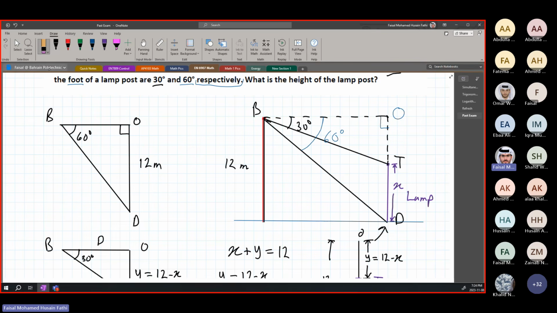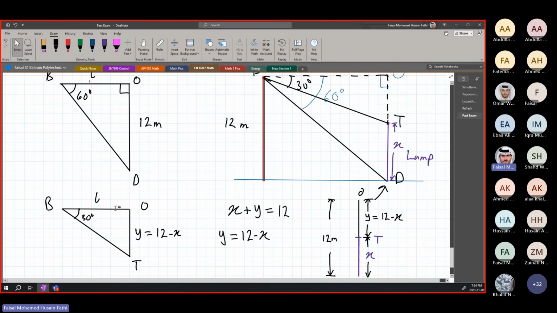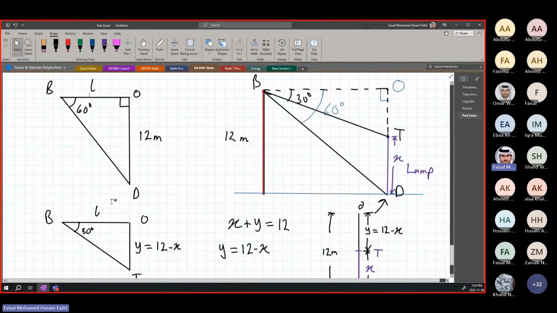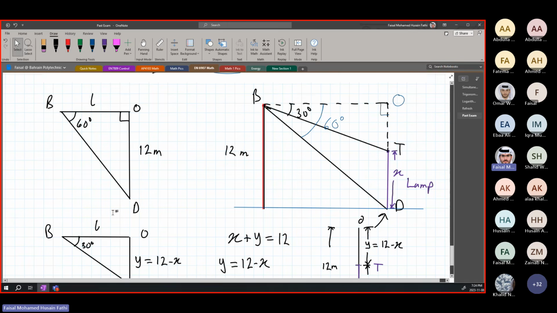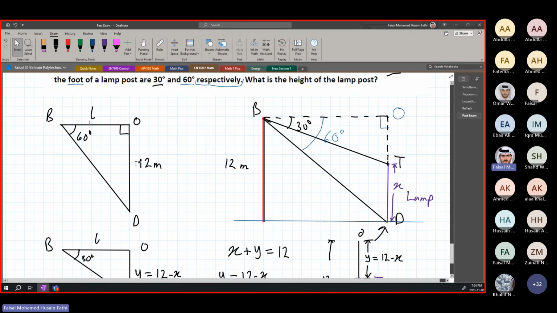Or since we have a point D, let's call it L instead. Okay, L. So B and O, BO, is the same distance L, which is this distance over here, from B to O. Right? It's the same thing. So this distance we call L. Now we cannot find it from here because here we have two unknowns, the Y or 12 minus X, and the L. But here we have the complete distance, the 12 meters. So we can find our L value.